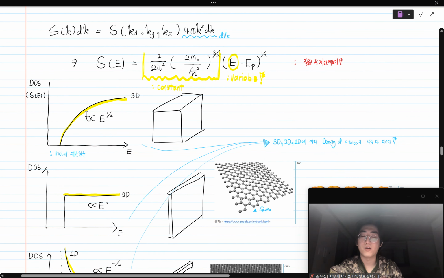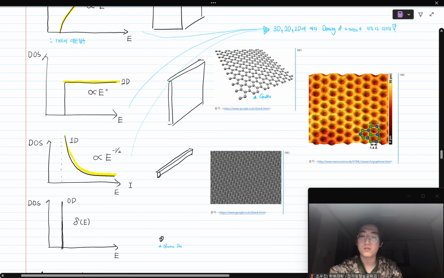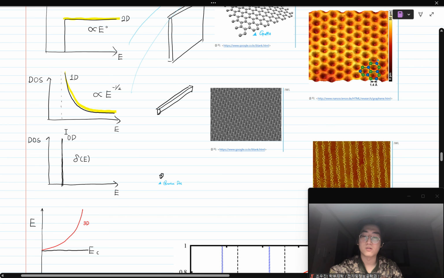We can get a graph of density of states over energy in 3 dimensions like this one, and 2 dimensions like this one, and for 1 dimension like this one. And we can also get a graph of 0 dimension like this.